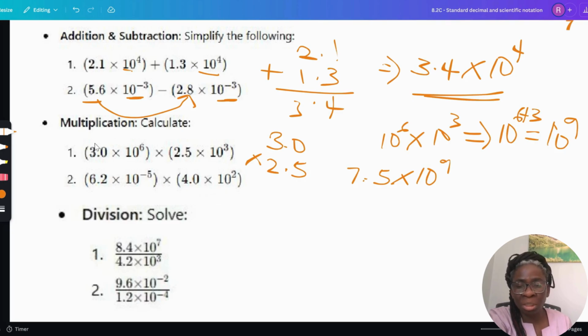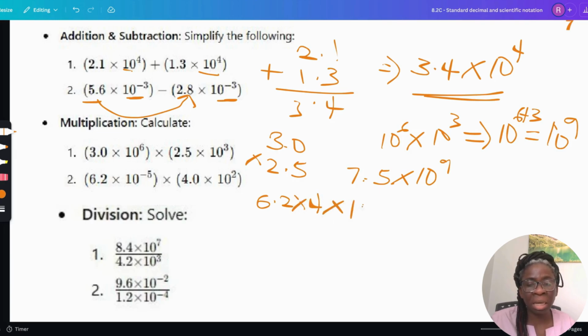Don't forget, you multiply the numbers and you multiply these ones. So when you are multiplying the tens, you just add the powers. So that will be 6 plus 3, and that will give 10 power 9. So let me solve the second one for you to understand it better. For the second one now, we will do 6.2 times 4, then times 10 power negative 5 plus 2. We add the powers, negative 5 plus 2.